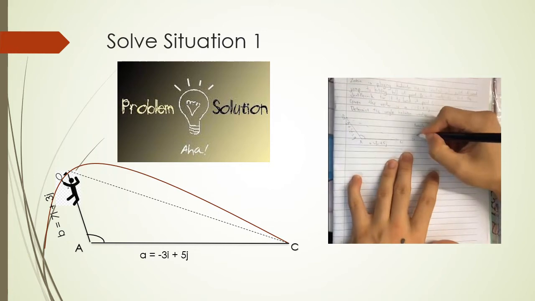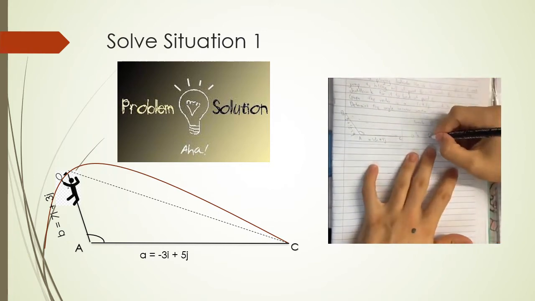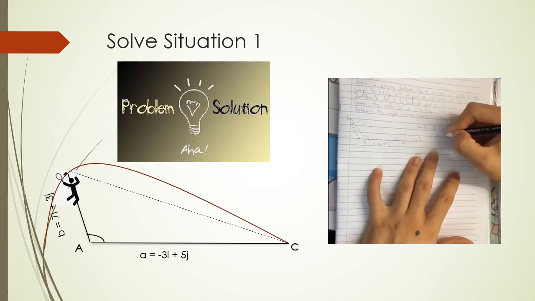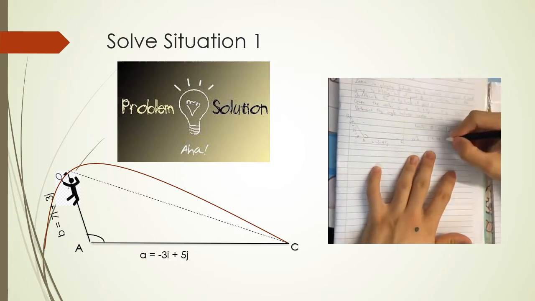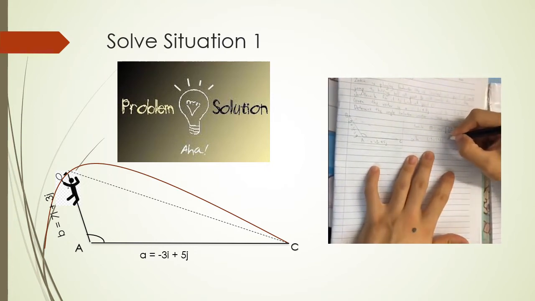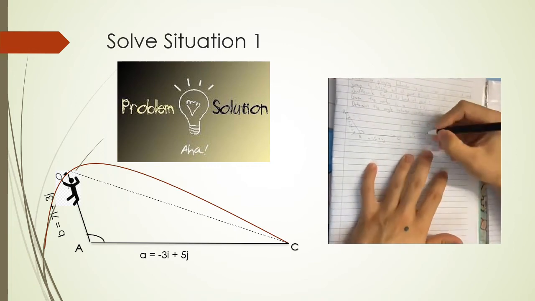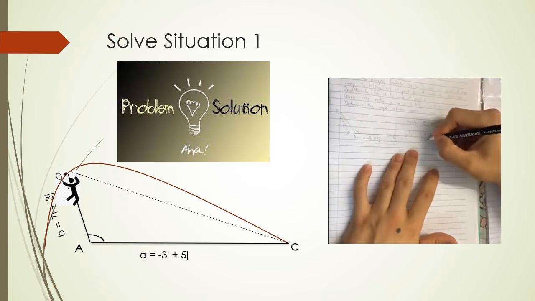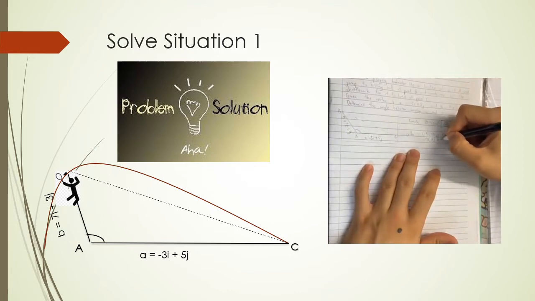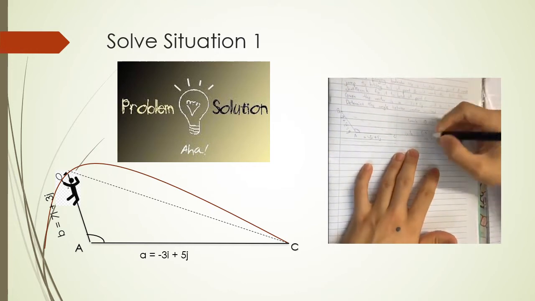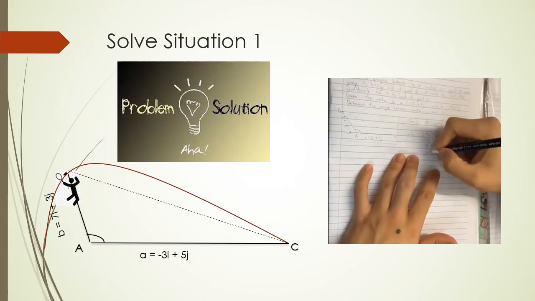So we can find A dot B. I'm using the algebra method. We can write A as -3i plus 5j and B as 7i plus 3j. i times i, so -3 times 7, plus 5 times 3, that is -21 plus 15, and the answer is -6.